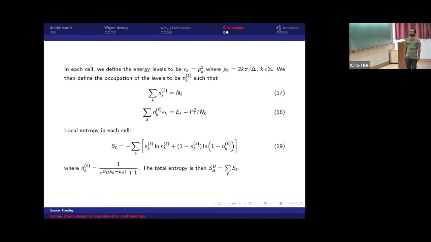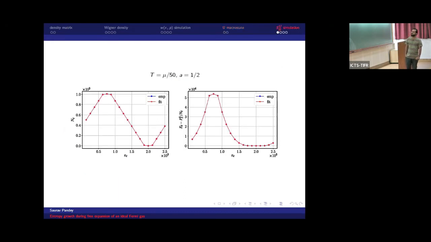What we have to do here is assume this form and fit these equations to find some beta and mu which satisfy these constraints. Once we get beta and mu, we can plug them in here and compute the entropy for that cell. In the next slide I'll show this. These simulations are very recent.